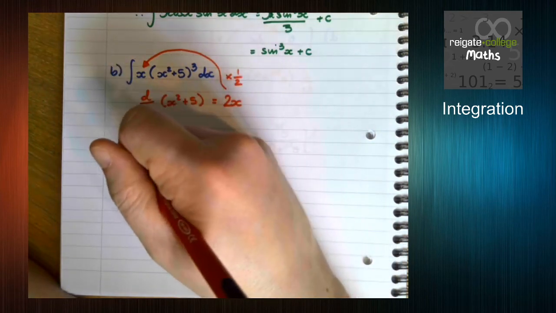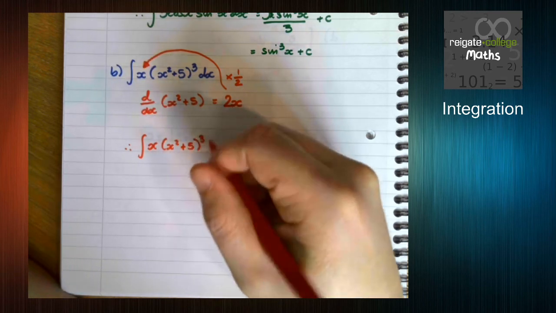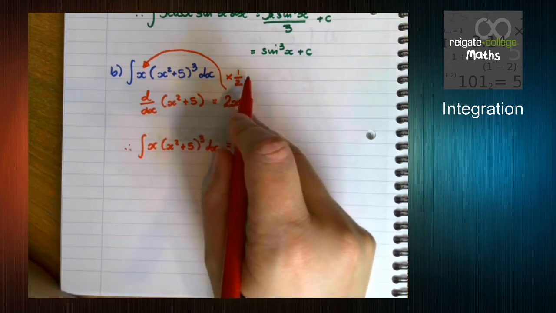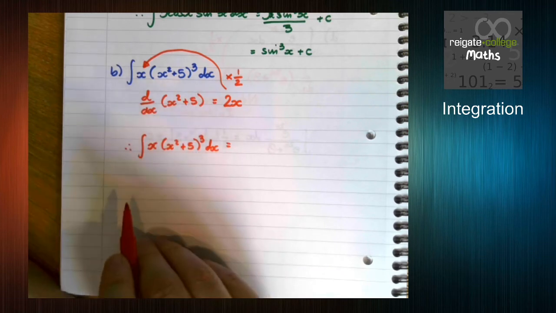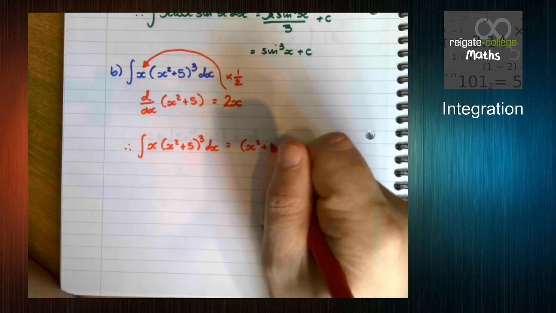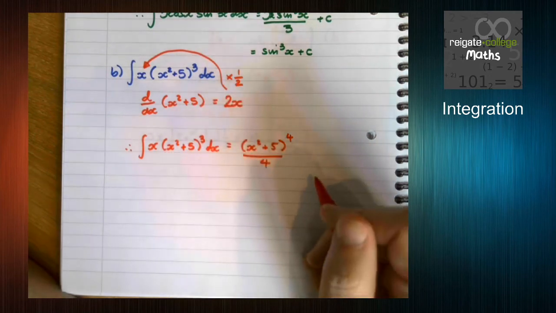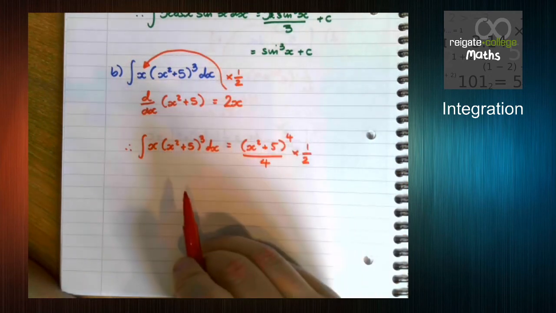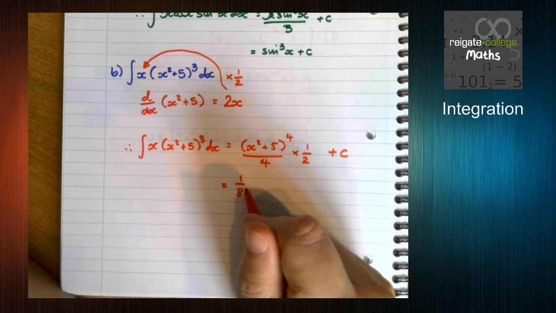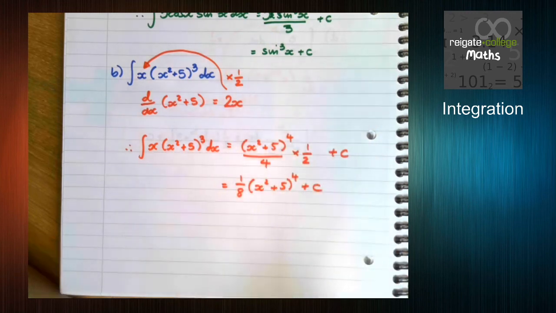So now we've got this idea, we're going to follow our normal rule. We're going to ignore the fact that it's x on the front, and we're going to go, okay, I'm going to increase the power by 1, divide by the new power. Then I'm going to times by this number here, and then add c on the end. So this is an 8th, x squared plus 5 to the 4, plus c.